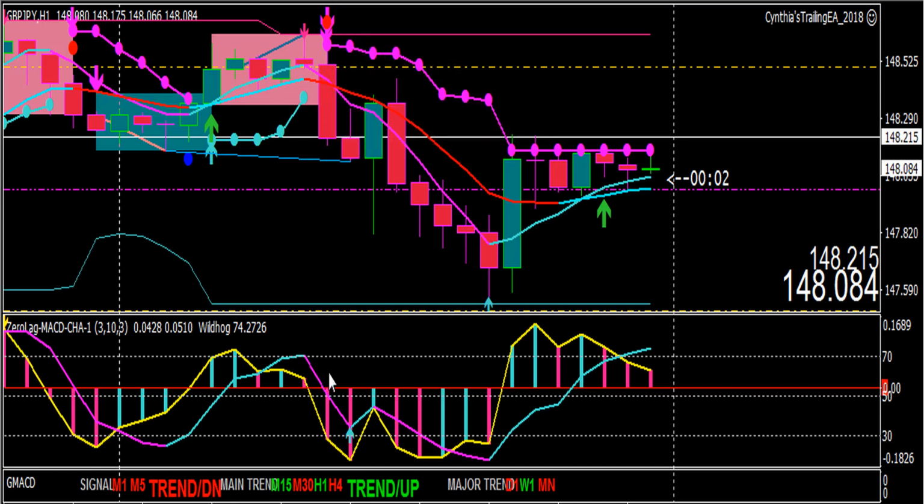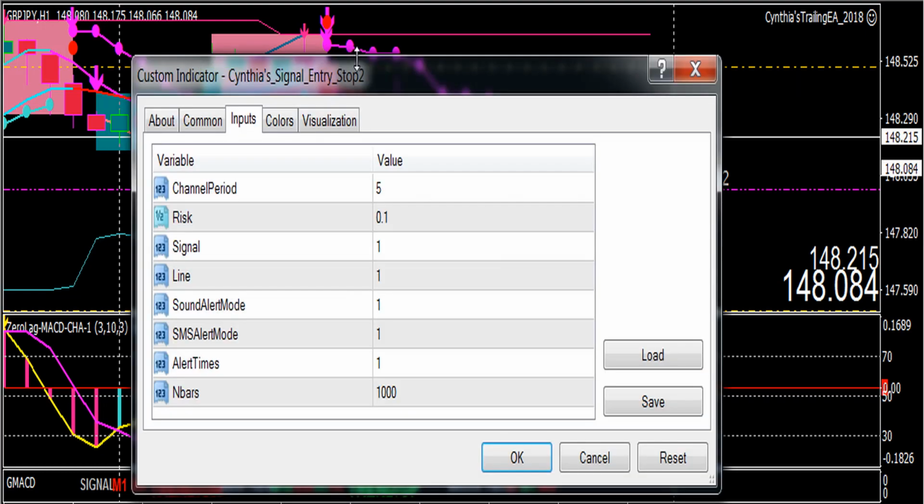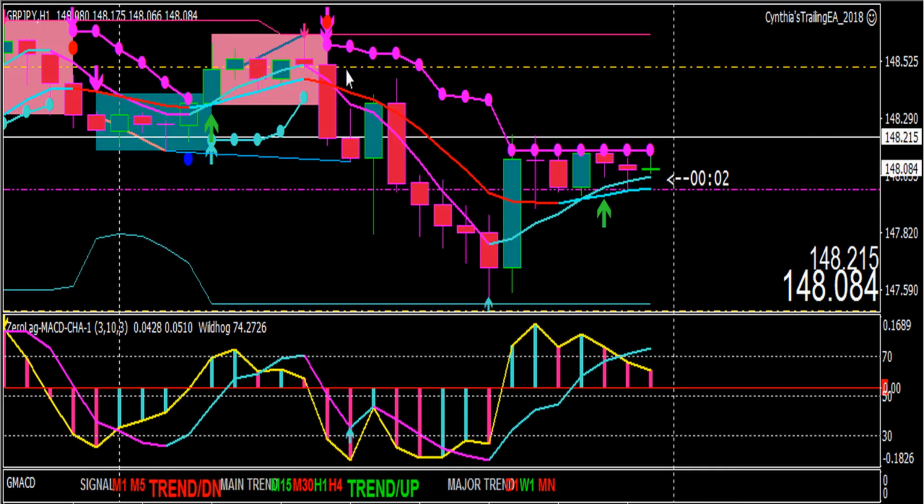And if you look down here in the volatility window, the zero lag MACD volatility bar is very strong and pink, so that's a perfect entry. And you also have, at this point, this is the price channel stop, which is my signal entry stop. I call it SES. And that appears also, and that gives you an early entry also.